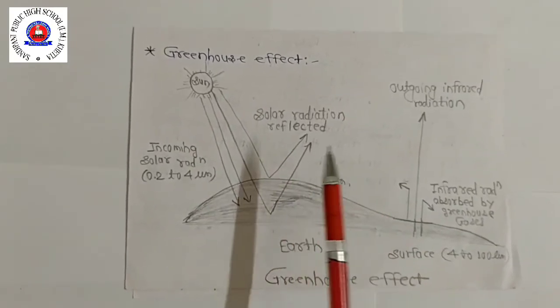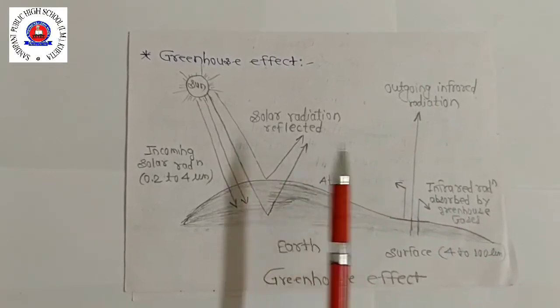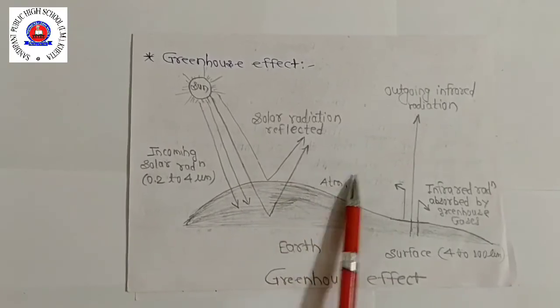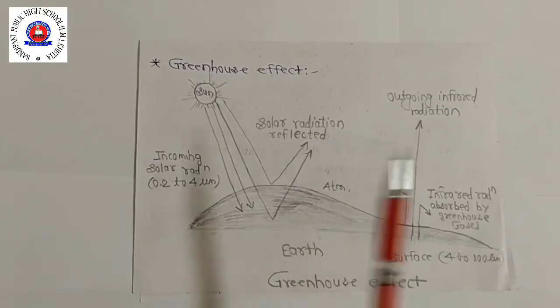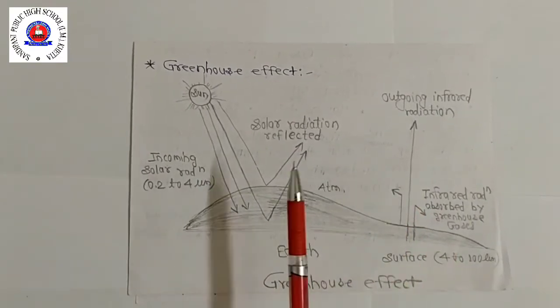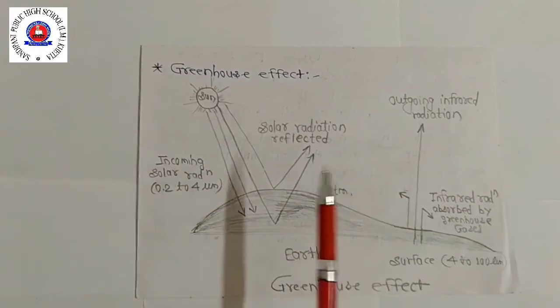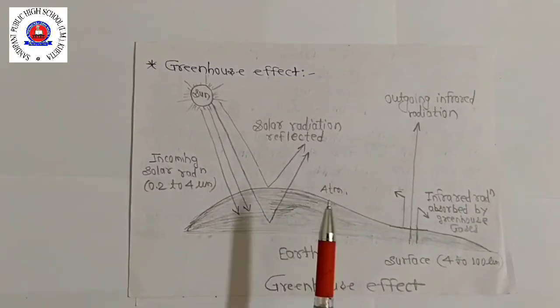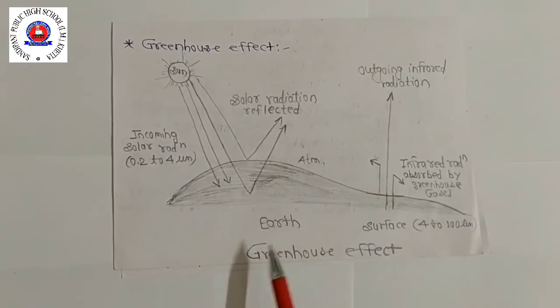So these gases trap the energy, the infrared radiation, and so the earth's atmospheric temperature increases. This phenomenon is known as global warming and the greenhouse effect. Clear? So these gases are radiatively active, that is, they allow the solar radiation to pass through them but reflect back the long wave radiation. This is called the greenhouse effect.